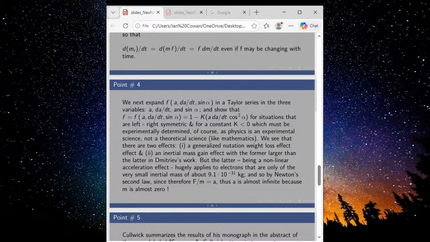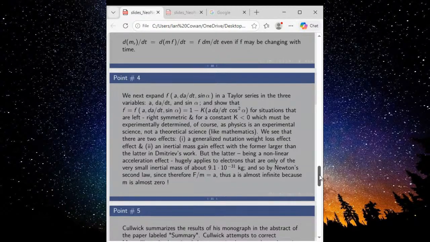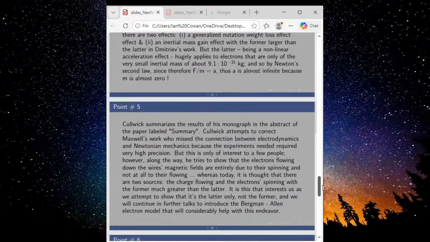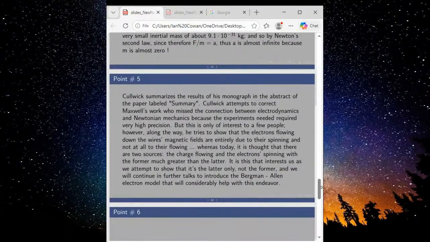Okay, so let's go to point number 5. I'm gonna go get this paper by Kolwick. I left it right up here.